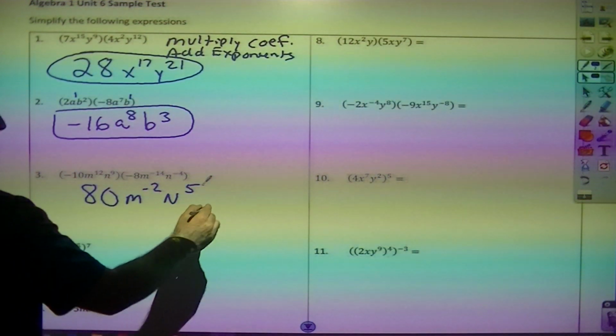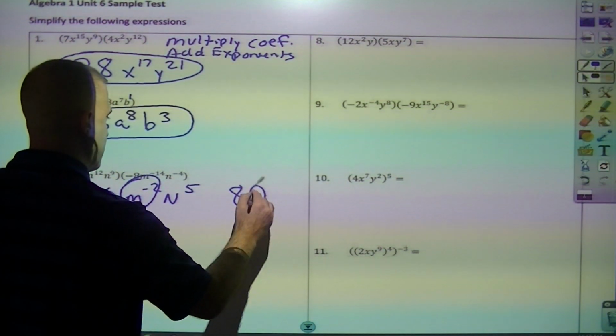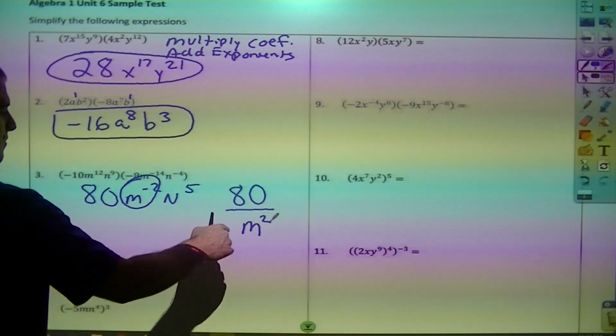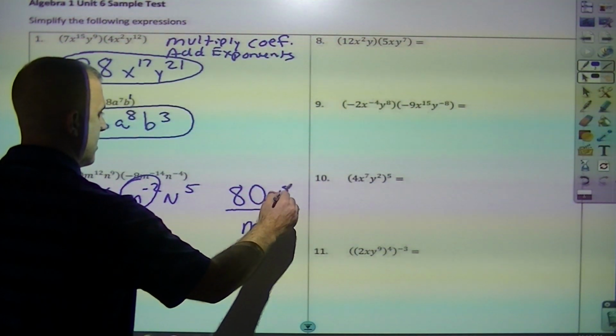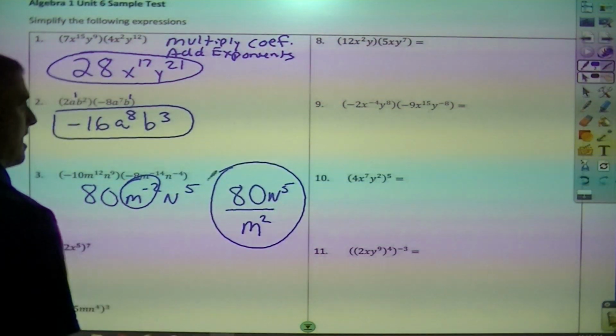Now, I think I'm done, but this is one thing that I have to do. If I have a negative exponent, that is going to go underneath and become positive 2 for the M exponent. The N^5 stays up there on that part.